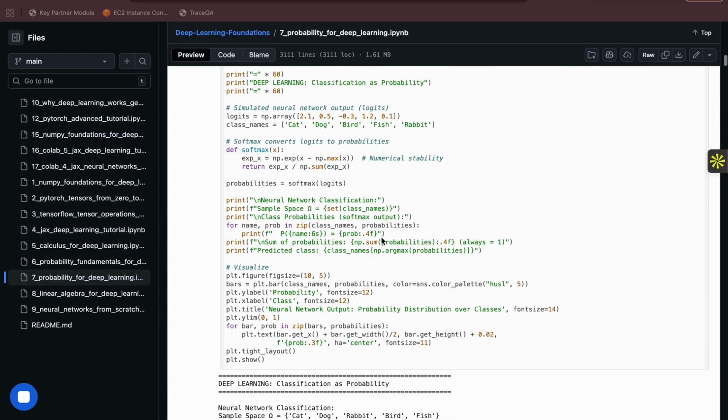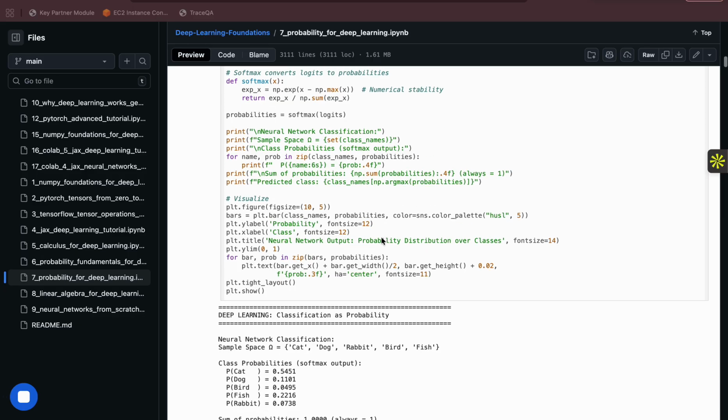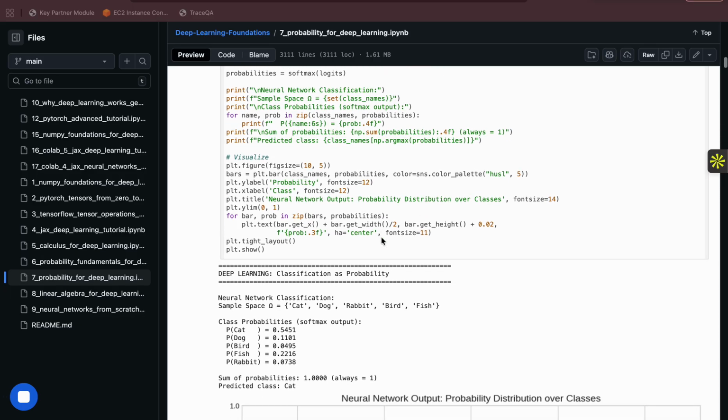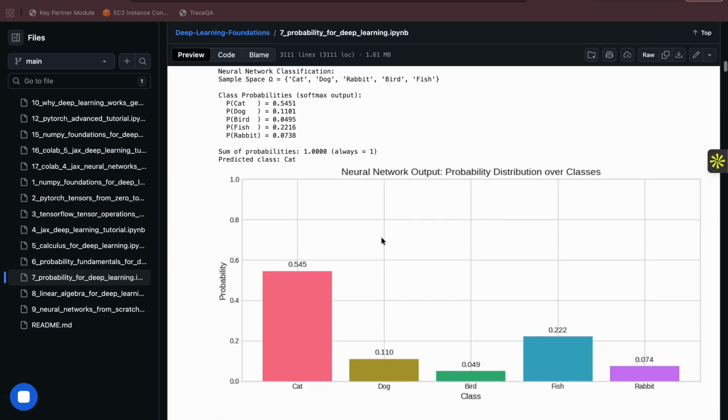Here we demonstrate classification as probability by applying softmax to the neural network logits, printing class probabilities and visualizing the output distribution as a bar chart.